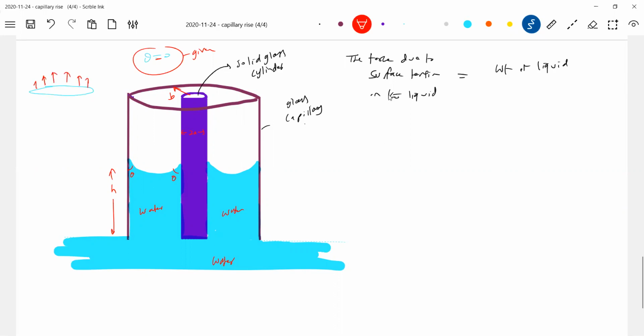Now, the liquid will come in contact with both the solid glass cylinder as well as the capillary tube, no?